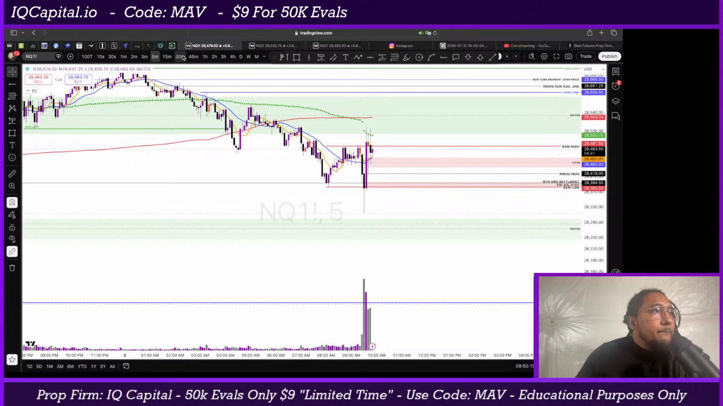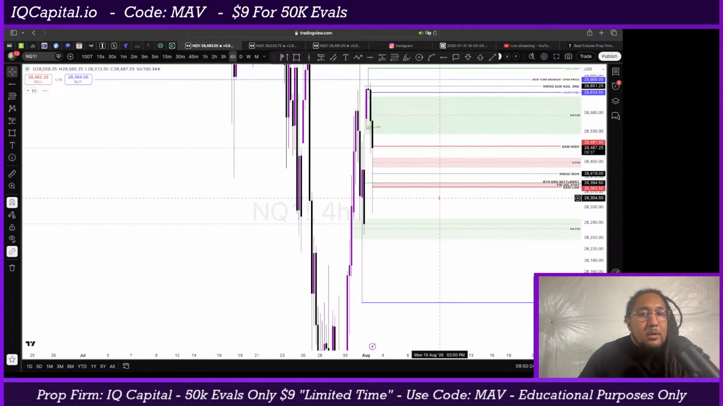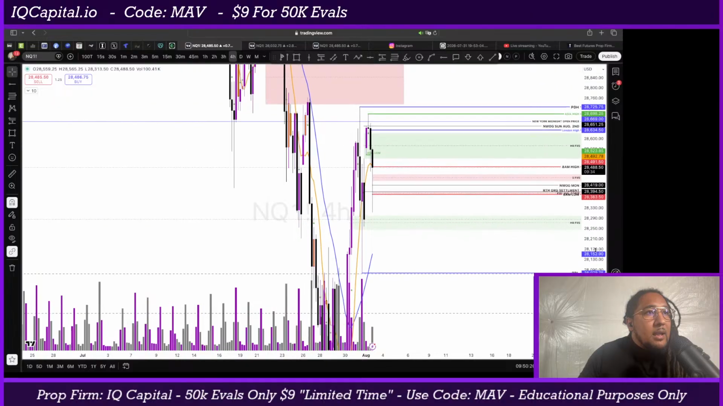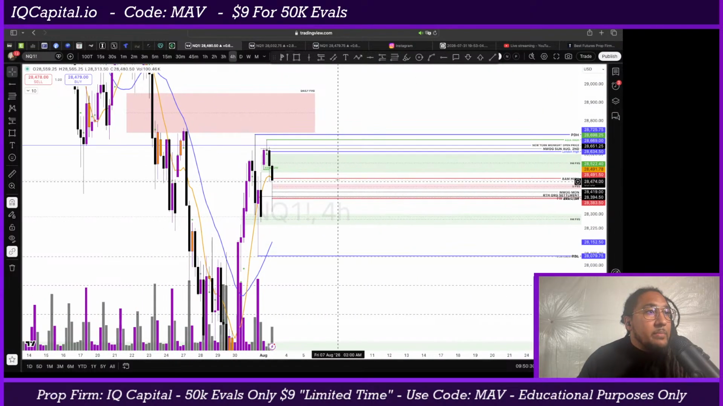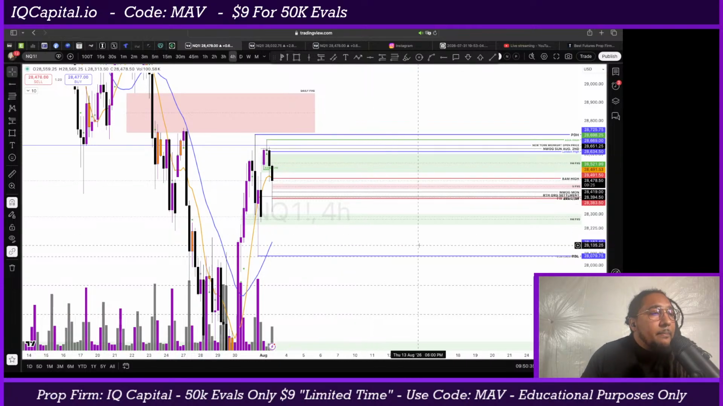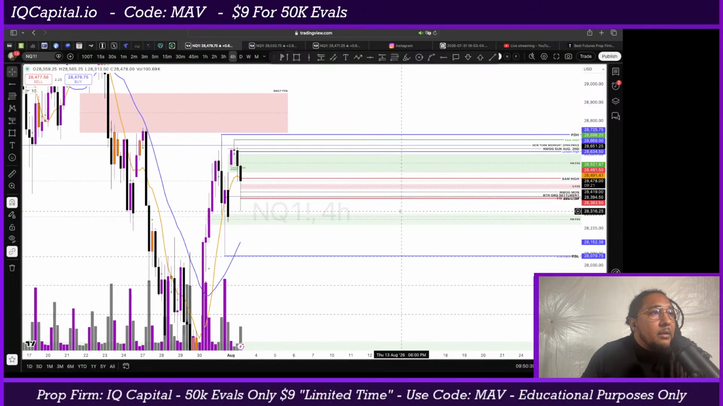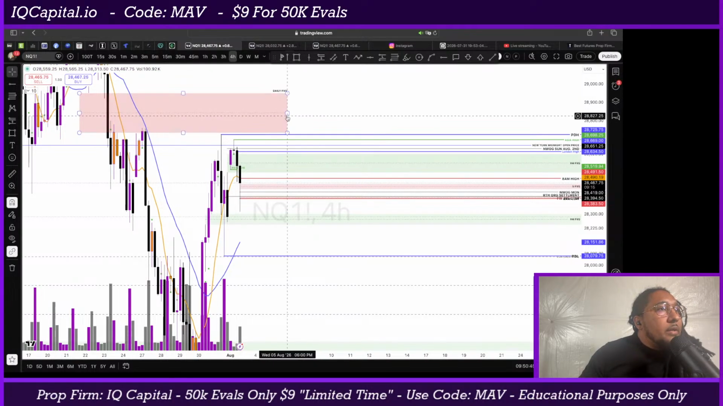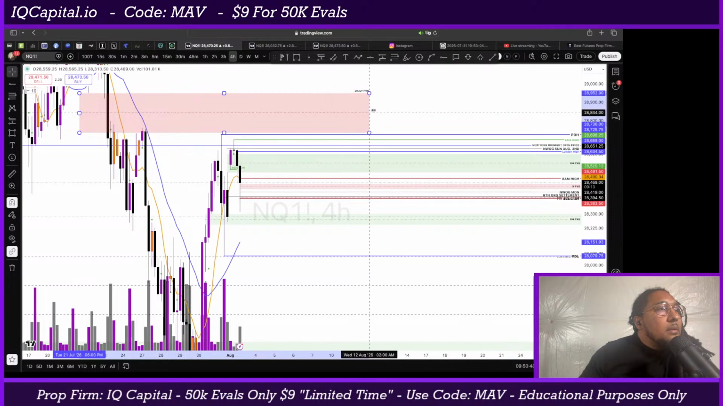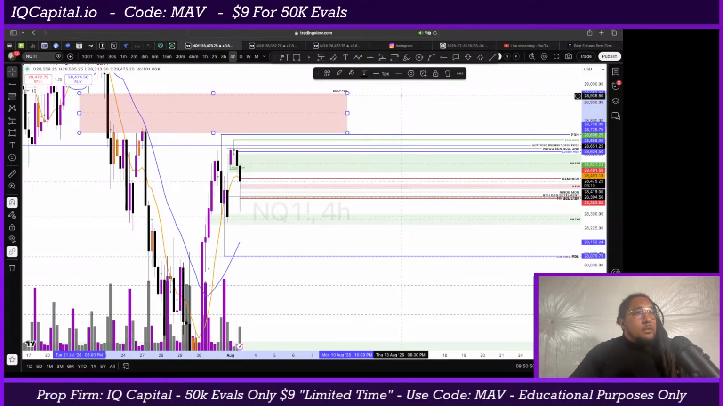But I'm just going to stick with our first plan and wait for this 4-hour candle to close. Let's see if we body below this 4-hour fair value gap, or if we continue higher. I think that'll give us a lot more information as to which way price is liable to end up going.